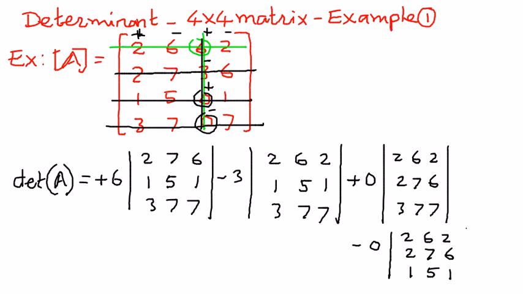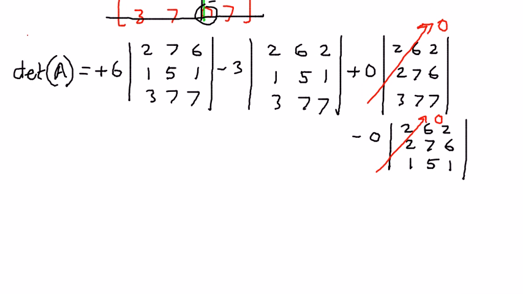So as you can see, if we have 0 multiplied to that expansion, that is going to go to 0. Therefore, if we just look at the first two parts and expand them, we should be able to find the determinant of the matrix A.